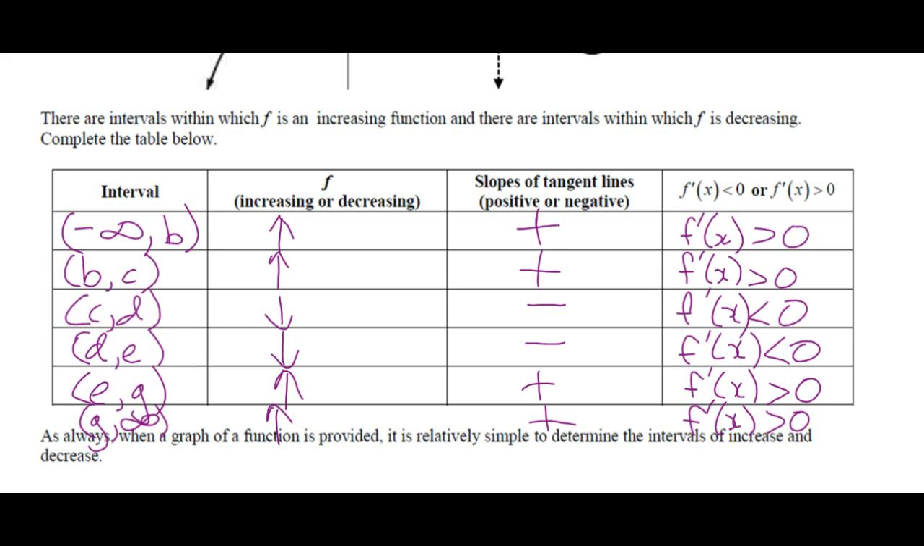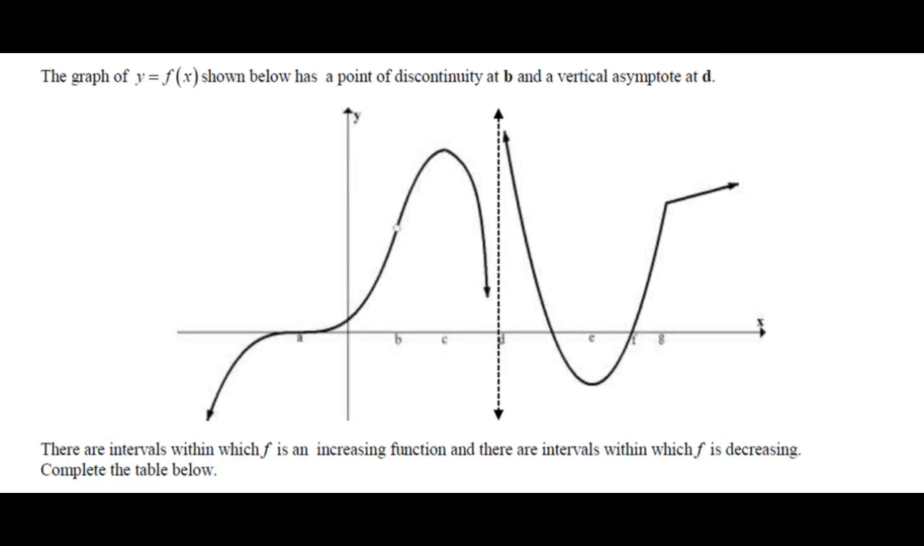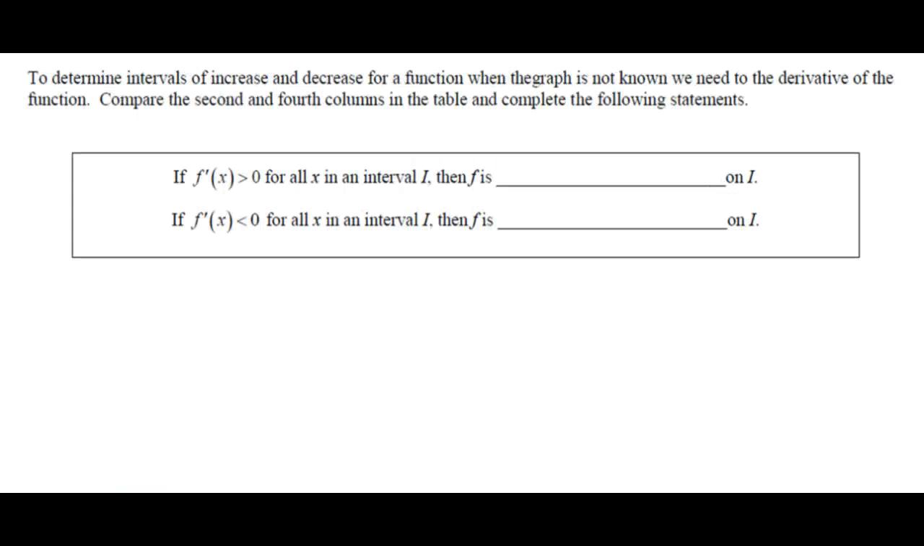So, as always, when a graph of a function is provided, it's relatively simple to determine the intervals of increase and decrease, right? And you're responsible for knowing this even out of the unit we just finished on derivatives, right? By looking at that function, you should be able to tell stuff about the derivatives, just as we have told there. To determine intervals of increase and decrease for a function when the graph is not known, we need to find the derivative.